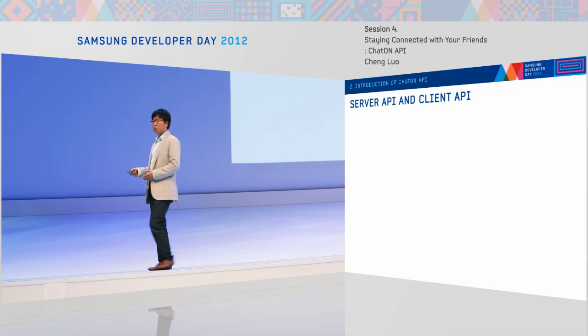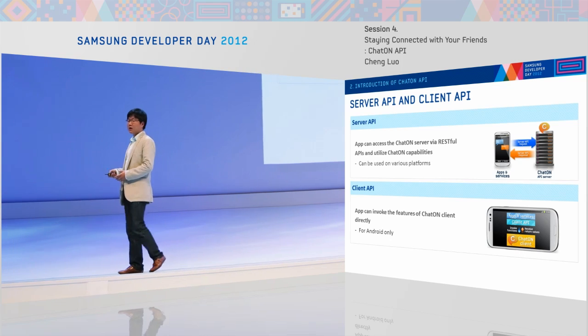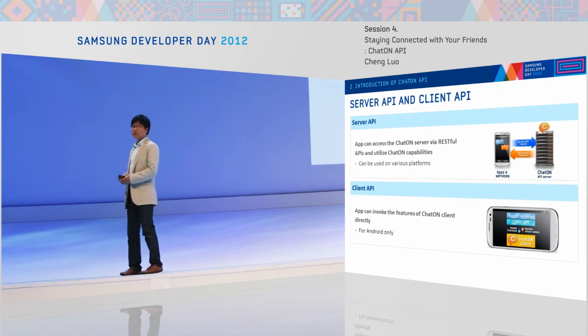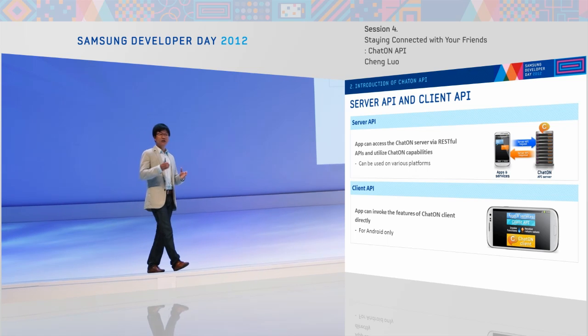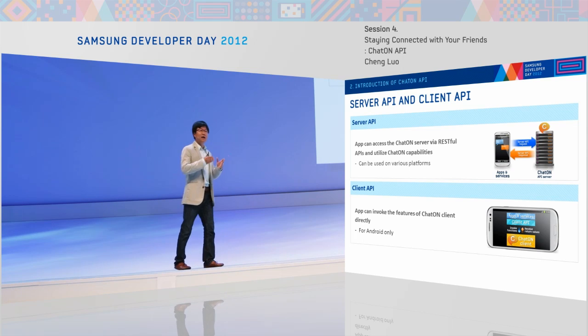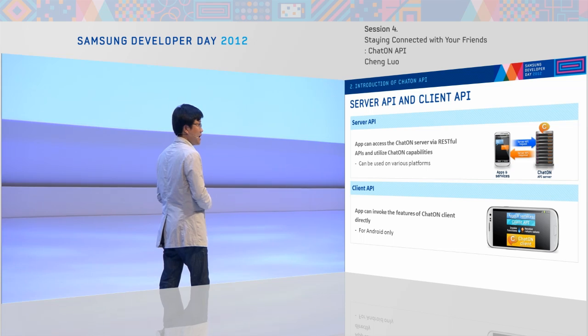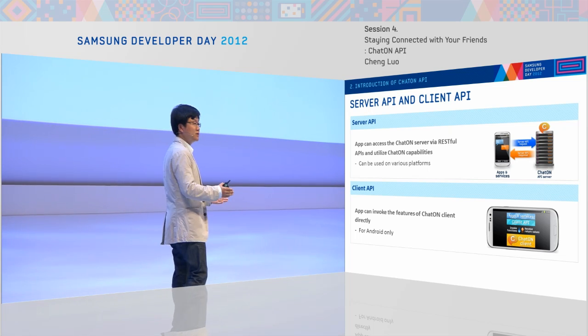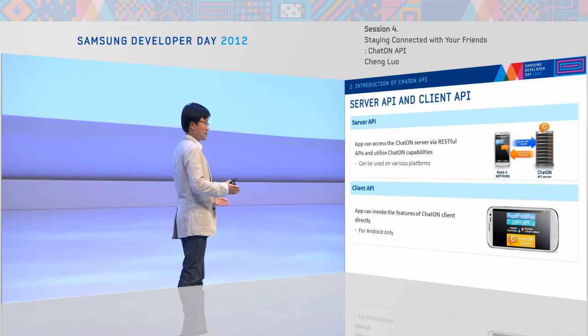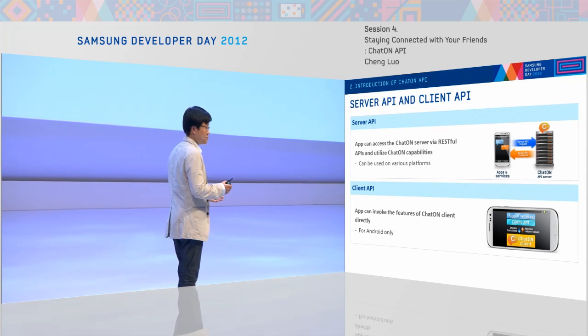So for the service, we have two categories of APIs. First is the service API. The service API is the RESTful HTTP APIs that you can use to access the ChatON server and get information back from the server. And because it's HTTP, that means it's cross-platform. So all applications can use these features and APIs.